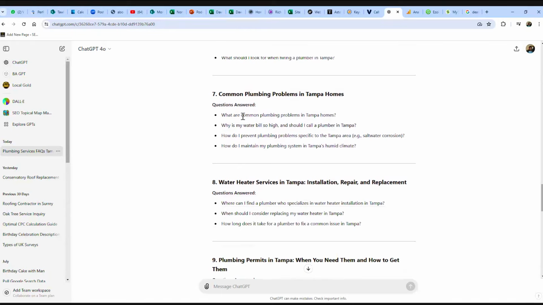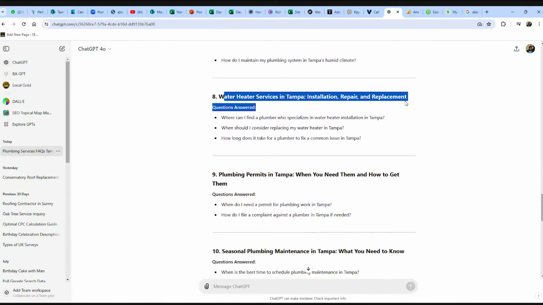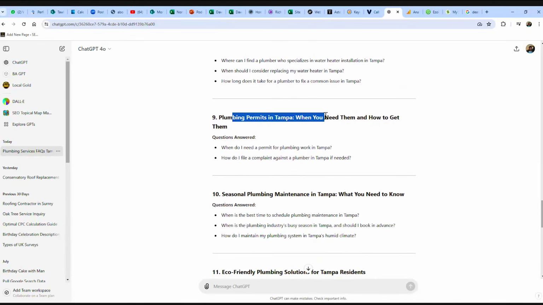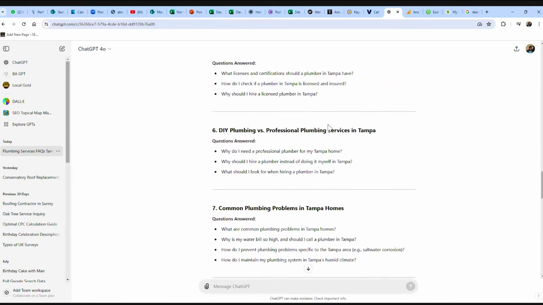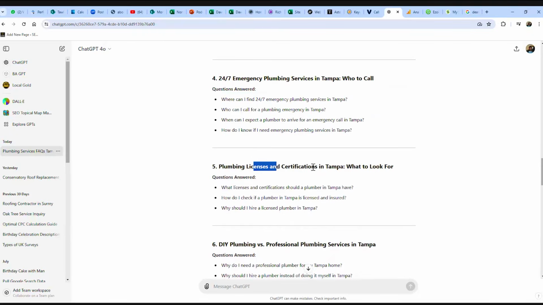Yeah, this would be good. You can keep this to Tampa specific stuff, like it's humid, so stuff rusts. I don't know. Absolutely. Water heater services, that would probably be a service page. Permits in Tampa, I guess that would probably be covered under this one.